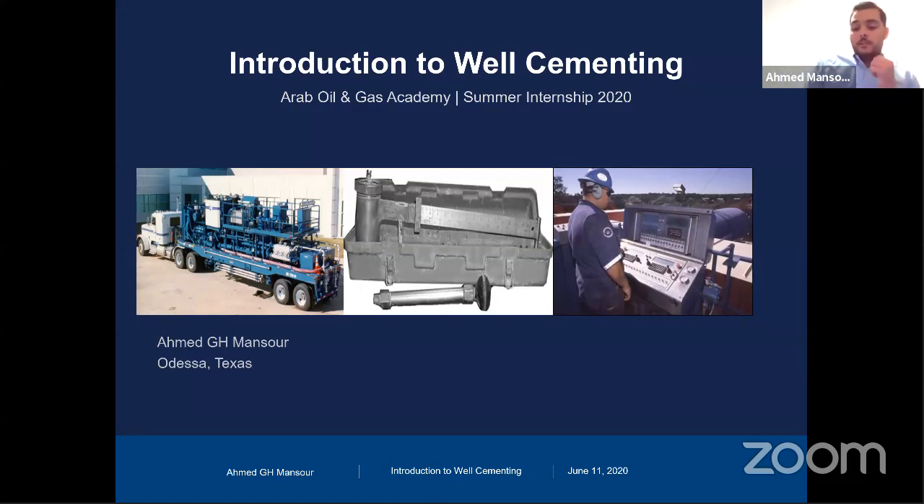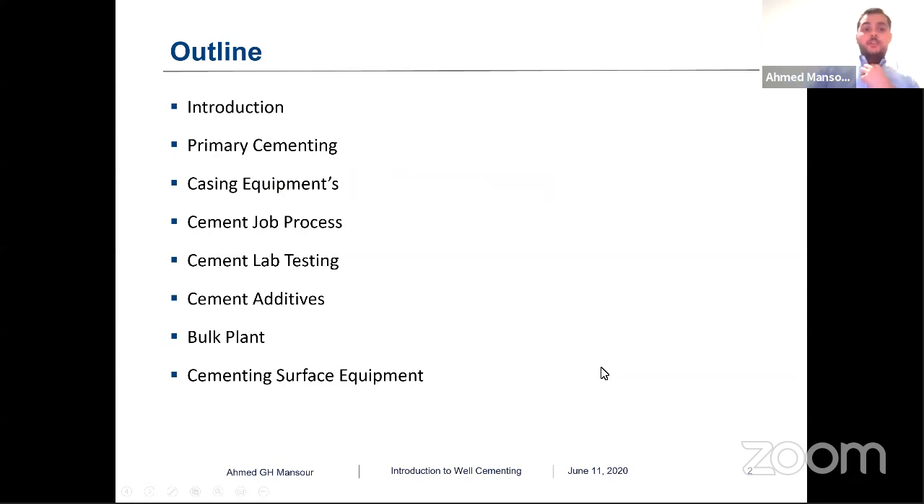In this presentation, I'm going to cover the basic fundamental knowledge about the cement. I will start first with the outline, which is the introduction. I will give an introduction about the cement, why we pump cement, and then I'm going to move on to the primary cement job, which is conductor, surface, intermediate, and production. And then I'm going to move on to the casing equipment, what kind of equipment that we need to be familiar with for a cement job.